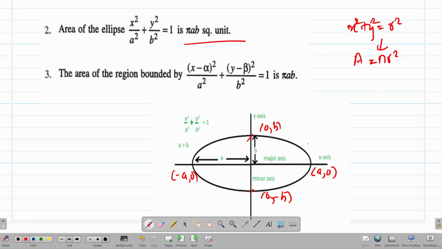If the area of the circle x² + y² = a² is πa², the area of the ellipse x²/a² + y²/b² = 1 is πab square units.